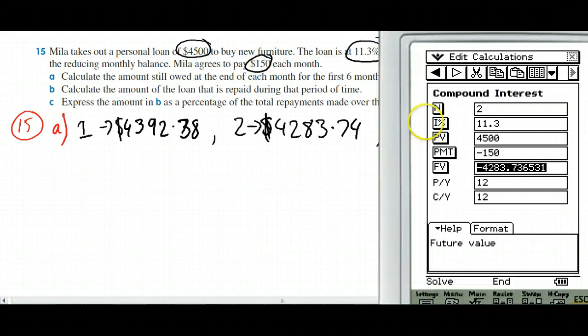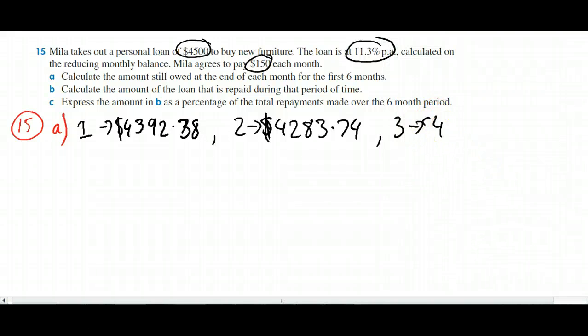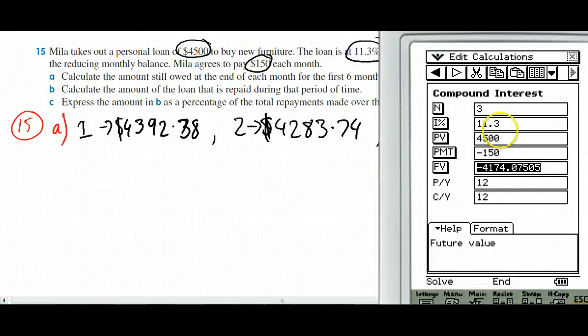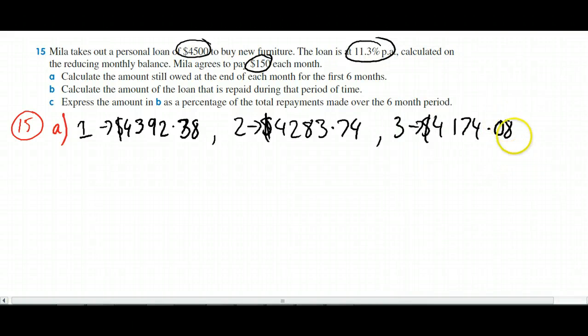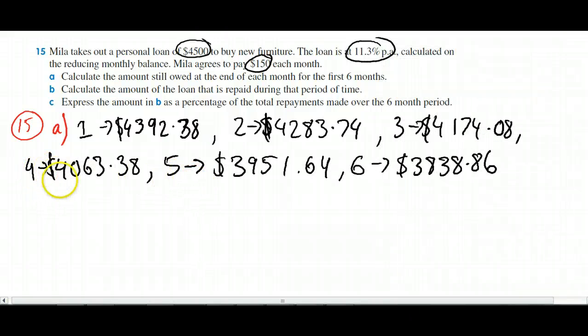Okay, after 3 months, change N to 3, calculate the future value. We're down to 4174.08. Okay, and we'll continue on. I'll jump ahead. Okay, so here's the amounts that are owed at the end of each of the first 6 months. In part B, we have to calculate the amount of the loan that is repaid during that period of time. Since $4,500 was owing at the start, and after 6 months, there's now this amount owed.